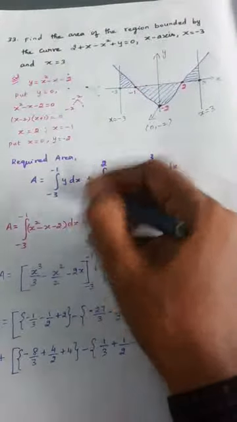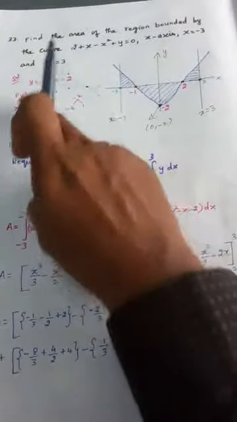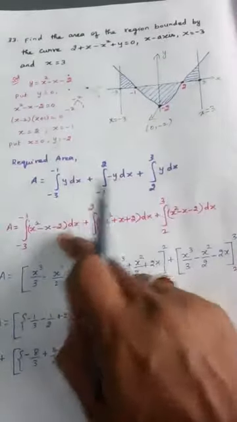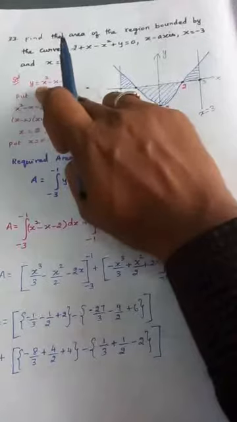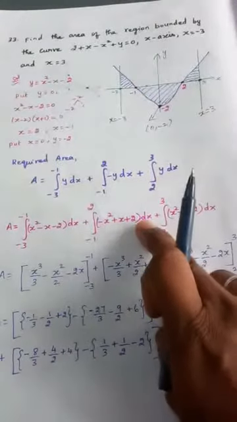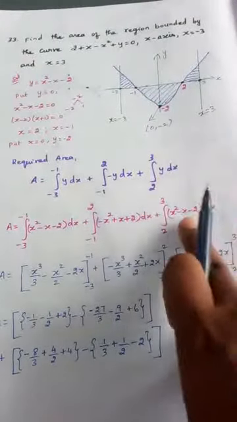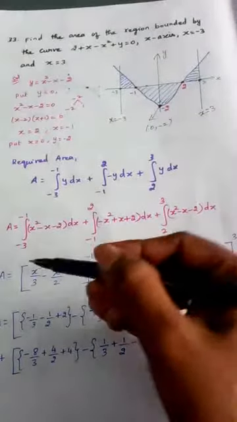Now a is equal to minus 3 to minus 1. What is y, if you see? x square minus x minus 2 dx, plus this limit. Minus y means change the symbol, minus becomes plus. Like that you write dx, again y dx.